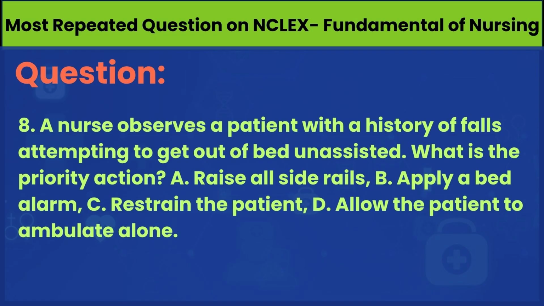8. A nurse observes a patient with a history of falls attempting to get out of bed unassisted. What is the priority action? A. Raise all side rails. B. Apply a bed alarm. C. Restrain the patient. D. Allow the patient to ambulate alone.